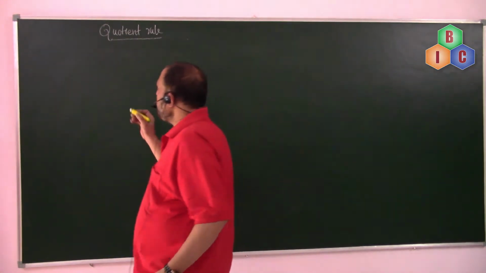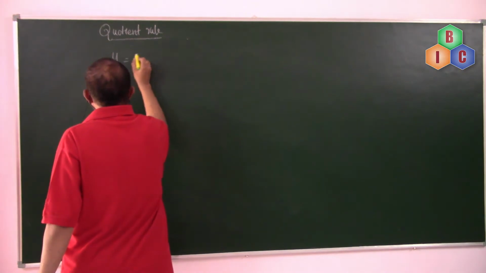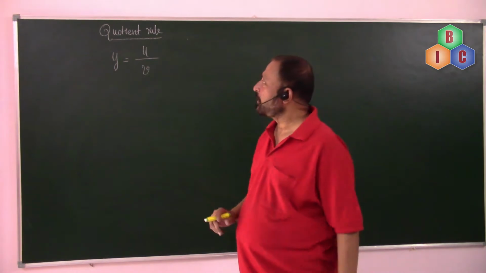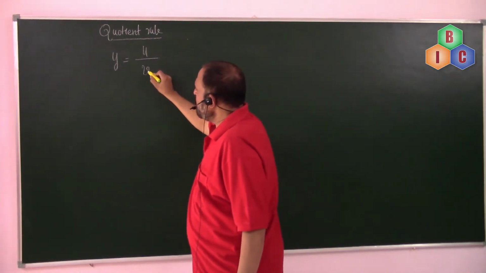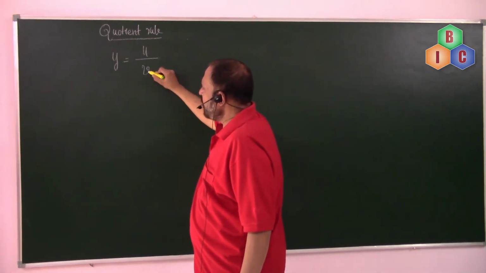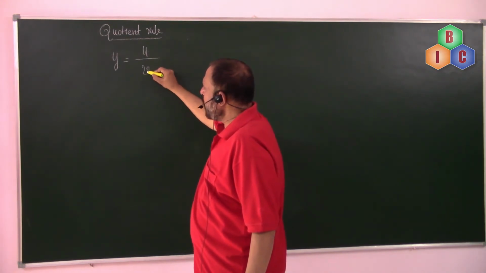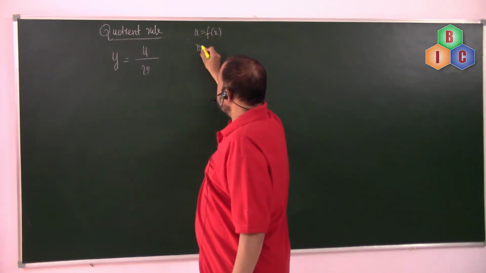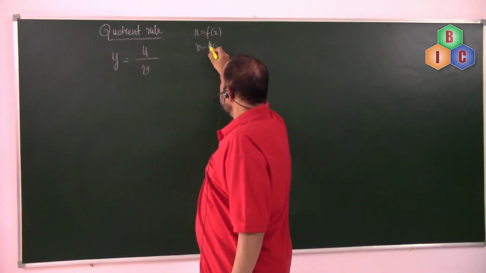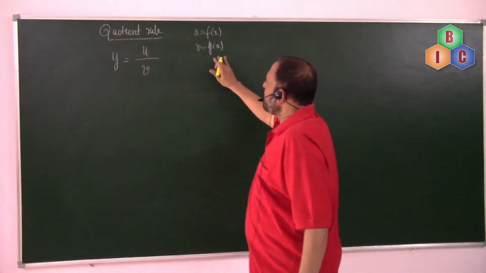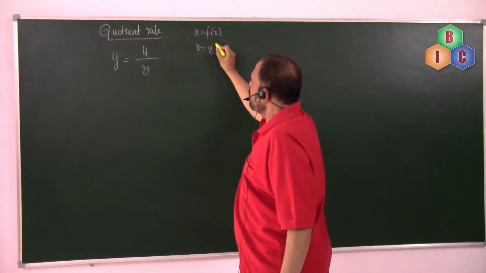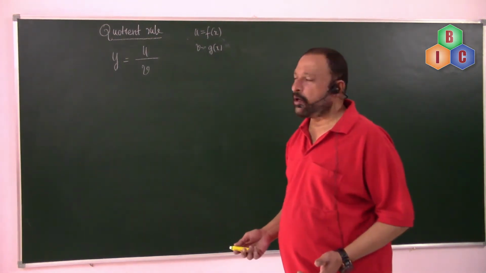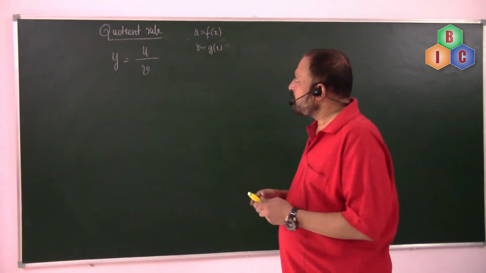Now let me explain what the quotient rule is, how it is used, and how to remember it. y is equal to u by v. u is the numerator, v is the denominator, and both u and v are functions of x. This is another condition to use the quotient rule. So u is equal to f of x and v is equal to g of x. You see x present in both u and v. Therefore, we say both u and v are functions of x.